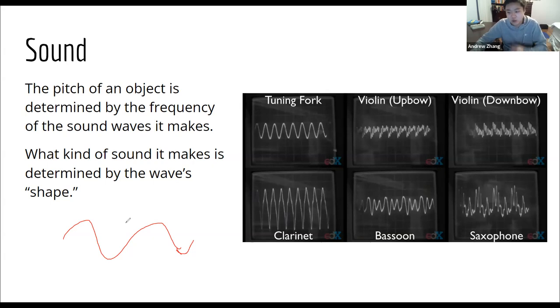And this last, third quality of a sound wave is actually its shape. A combination of all these different sinusoids added together allows you to create a wide variety of different kinds of waves, which will give you a wide variety of different kinds of sound. So for instance, my voice will have a different shape than your voice, which will have a different shape than a violin sound or a bassoon sound, etc.